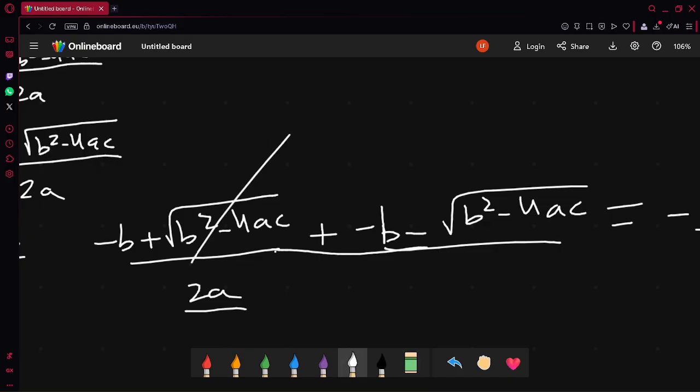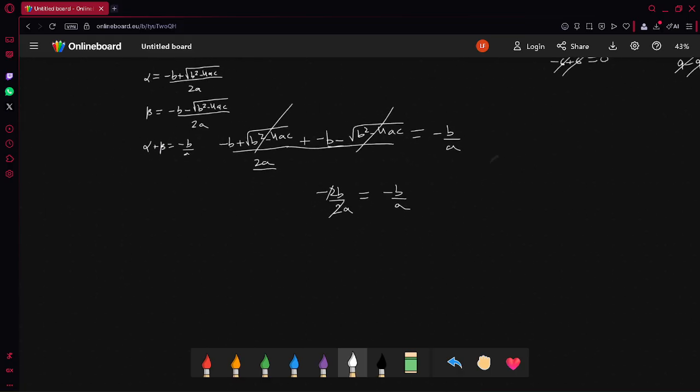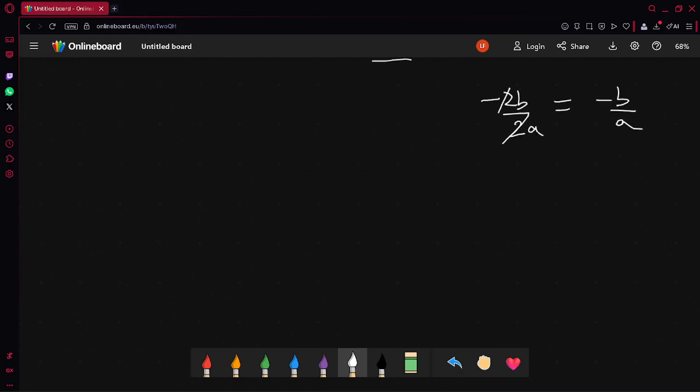And we can see that these two cancel out, and this becomes minus 2b over 2a. The 2's cancel out, which gives us minus b over a. Now the same goes for multiplication.